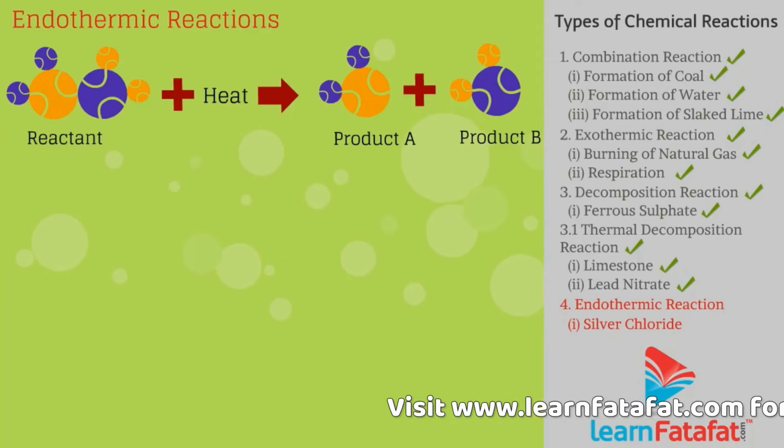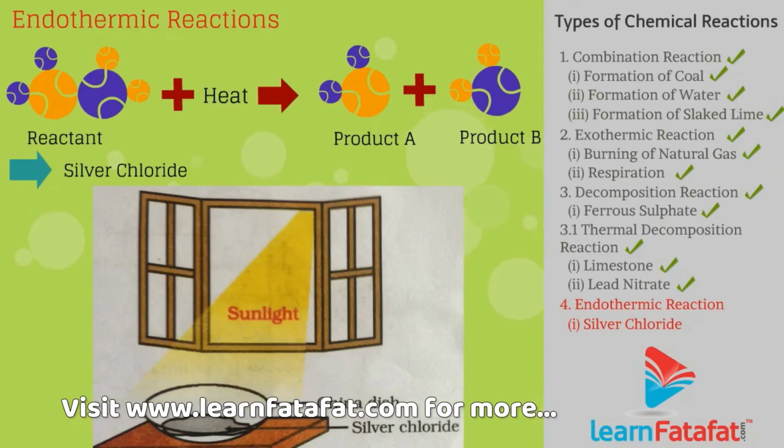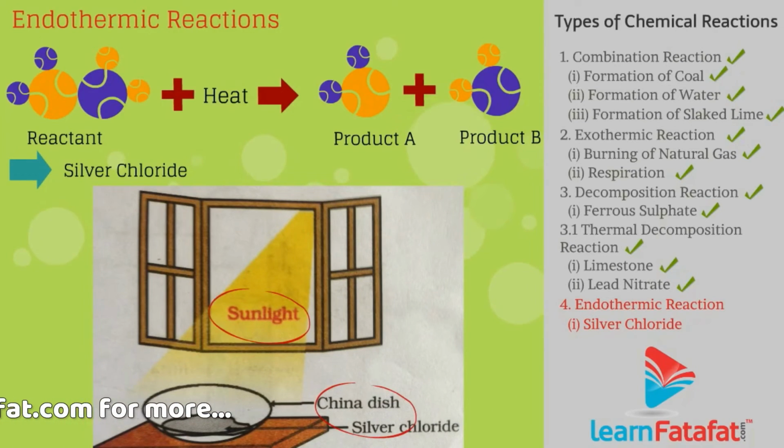Example: take 2 gram silver chloride in a china dish. Note down the white color of silver chloride. Place the china dish in sunlight for some time.